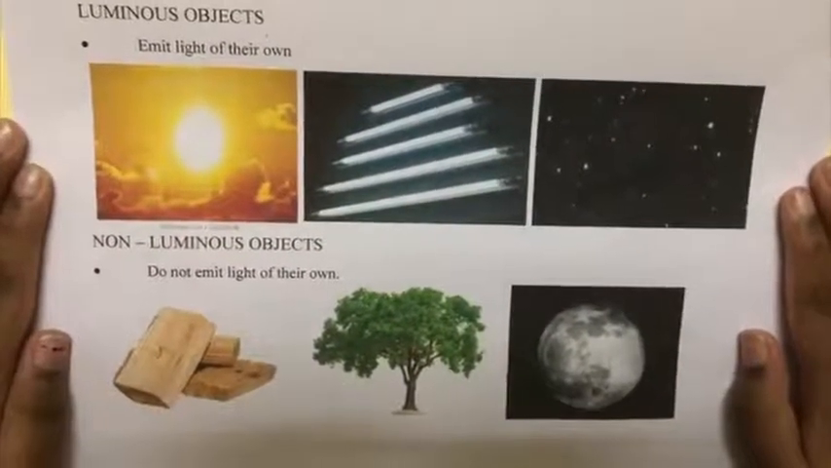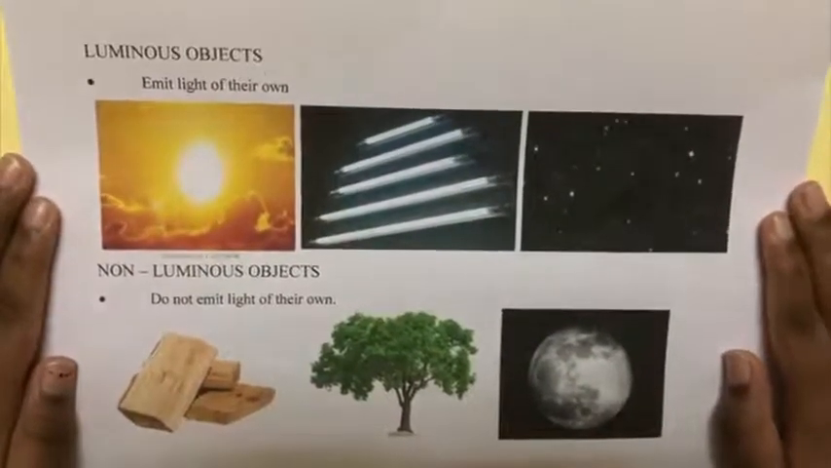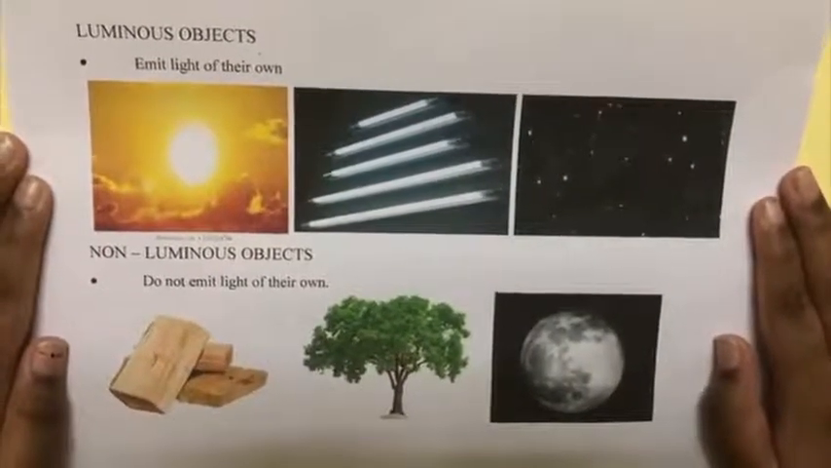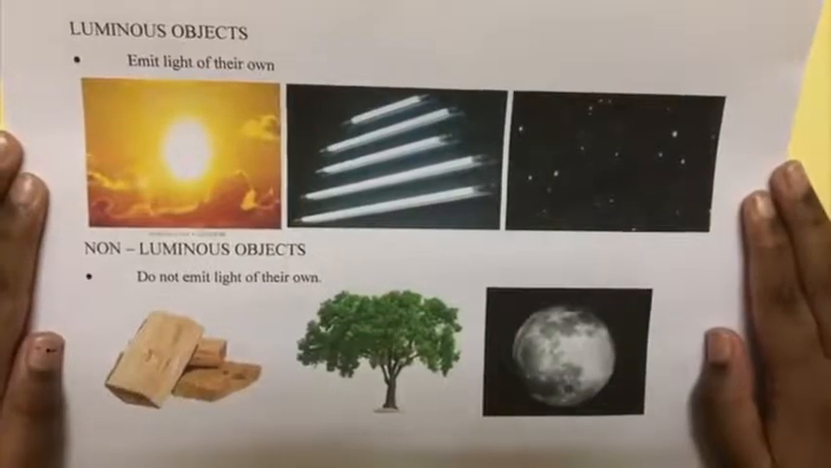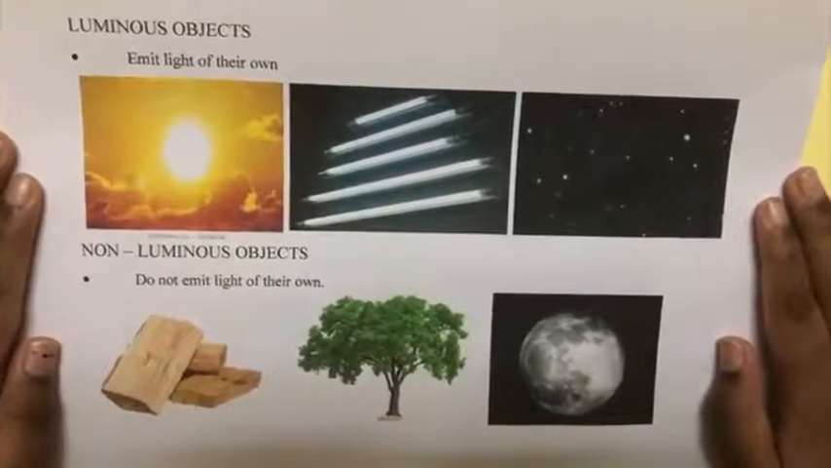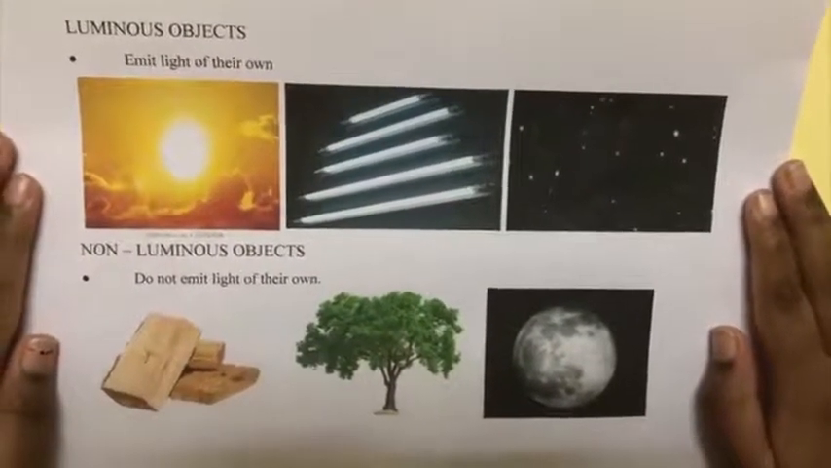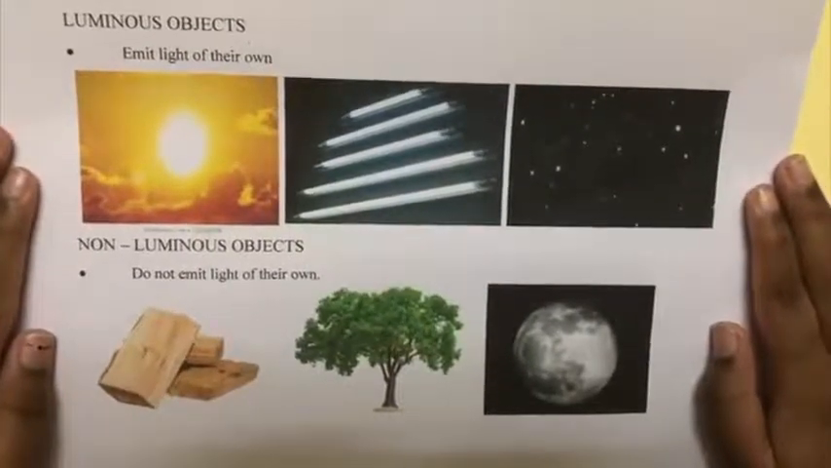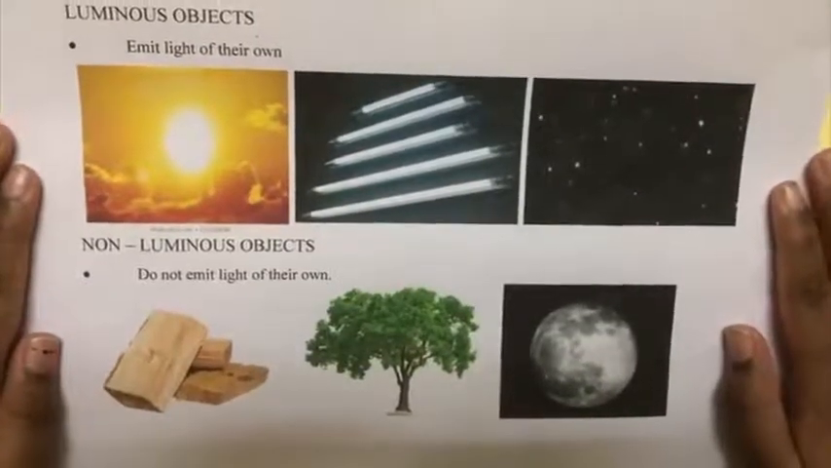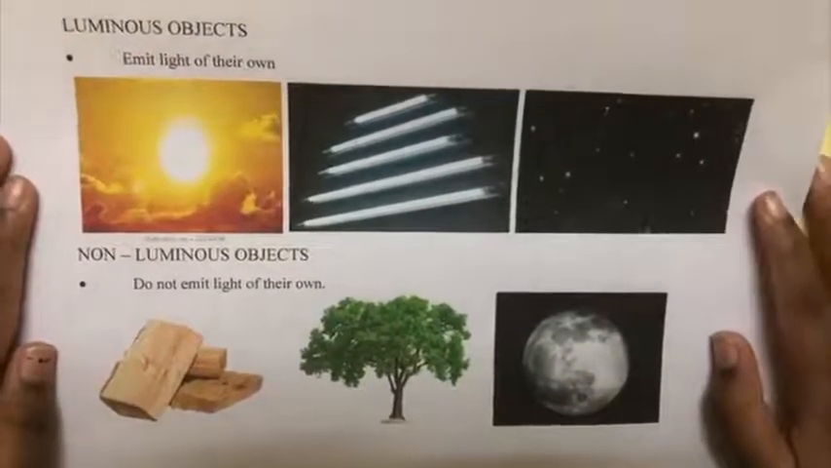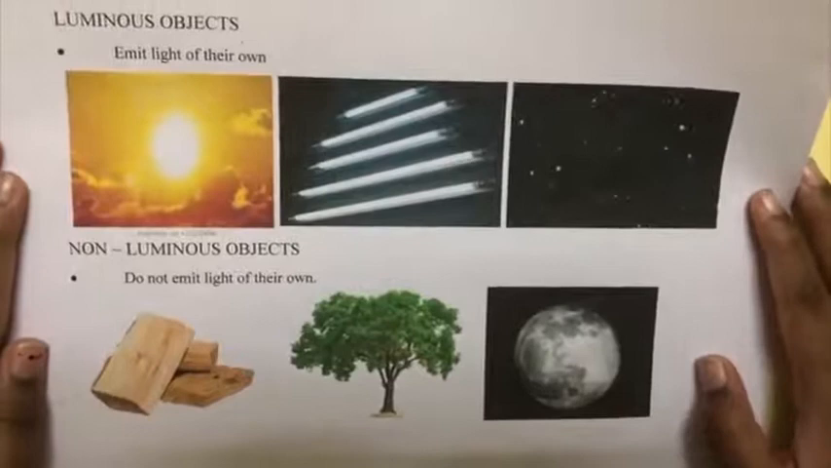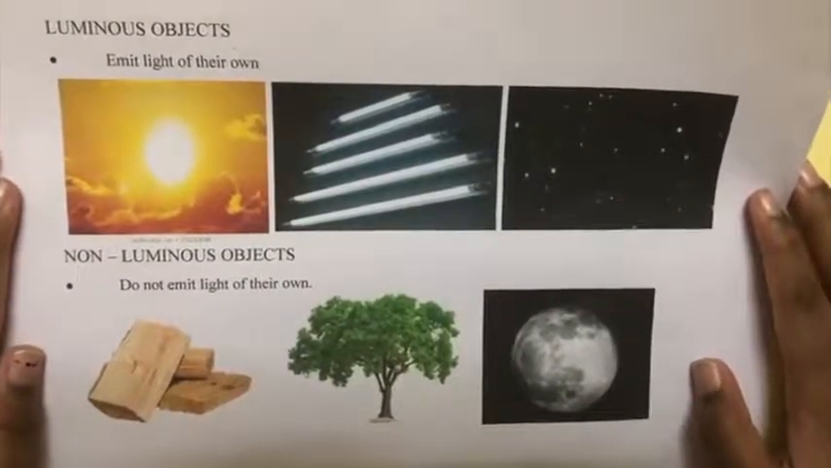So, do you think that since non-luminous objects don't emit light, we cannot see them? No, we can see them. How? Because non-luminous objects reflect some amount of the light falling on them, and when that light reaches our eyes, we are able to see them. The moon is also visible to us only because of this. The moon reflects the sunlight and hence we are able to see the moon.